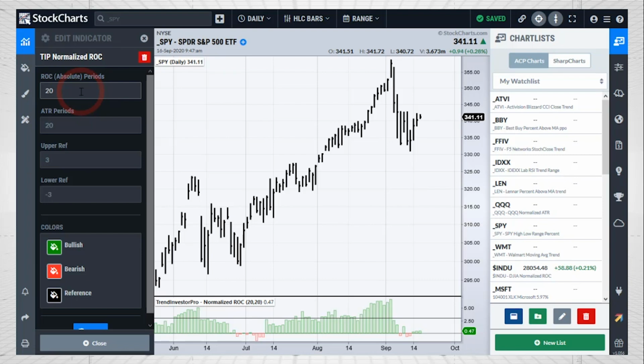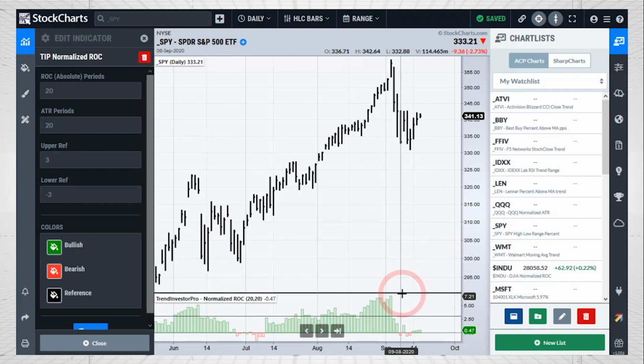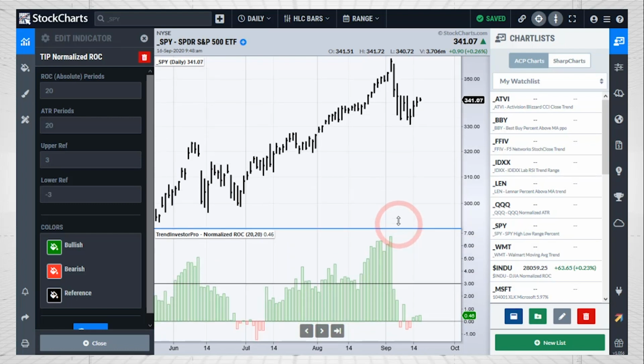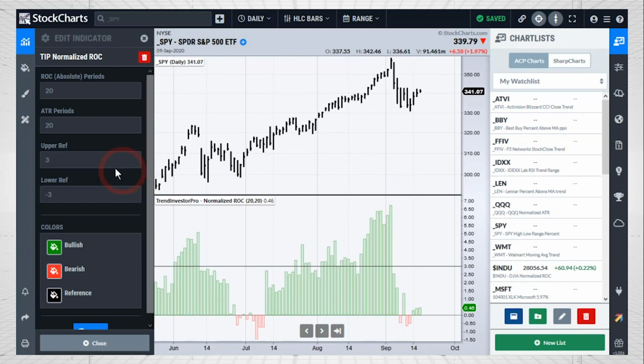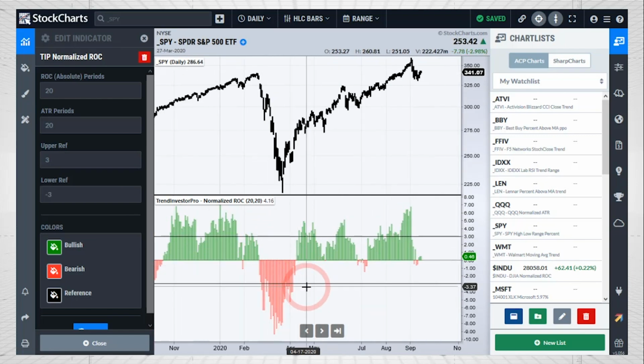If you have a high normalized ROC, that means there's a little more oomph, a little more volatility in it. If you have a lower normalized ROC, a little bit less. You've got an upper and lower reference line, and I'll go ahead and open this up so you can see how that works. You just hover over it until you get your double arrow and then drag it up. So you can see I've got the upper and lower reference lines there, and I'll just leave them there for now. I've got some more examples coming up.